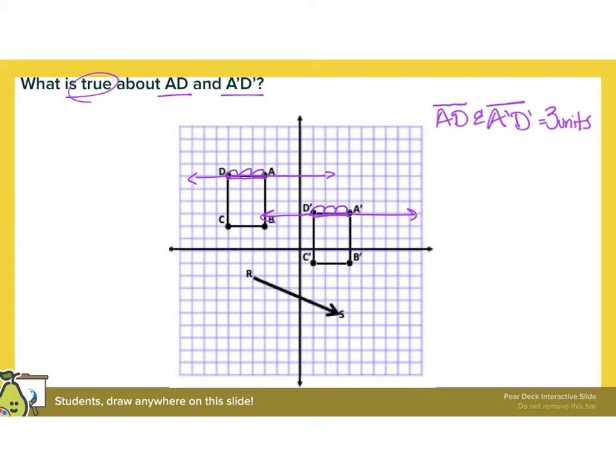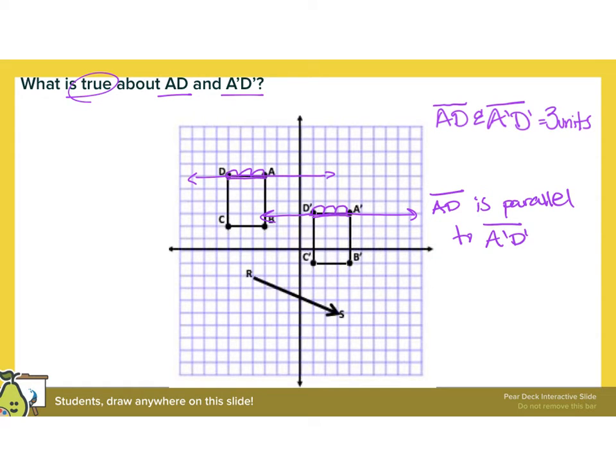So because I translated my shape, I didn't turn it, I didn't reflect it, I just slid it down and to the right. That means that these corresponding sides are going to be parallel. So we're going to write it in words, and then I'm going to show you the shorthand. So line segment AD is parallel to line segment A prime, D prime.